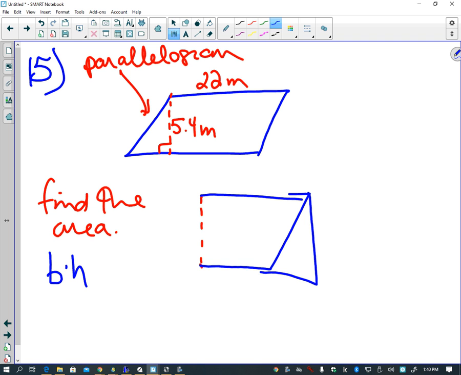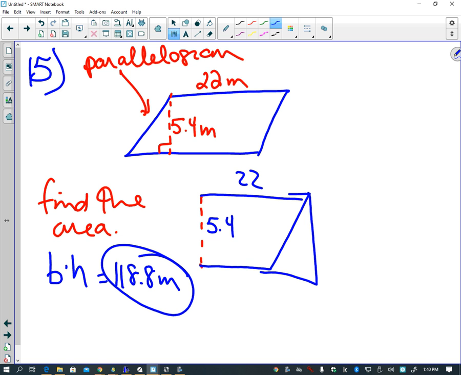Because that 5.4 line is right here, and that 22 is right there. So all I'm doing is taking 5.4 times 22. Does that make sense? Okay, so 5.4 times 22. Okay, 118.8. Should be. But as I'm hearing here, nobody knew what the formula was.